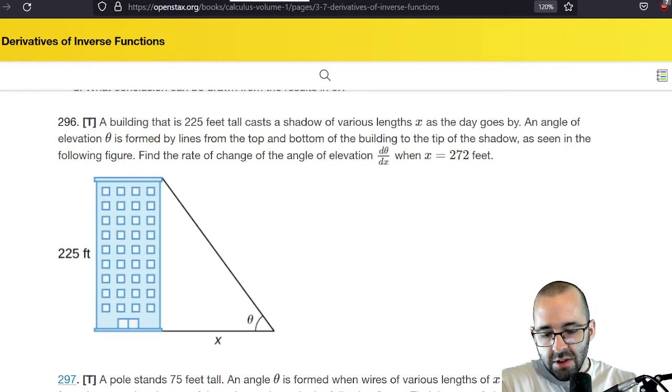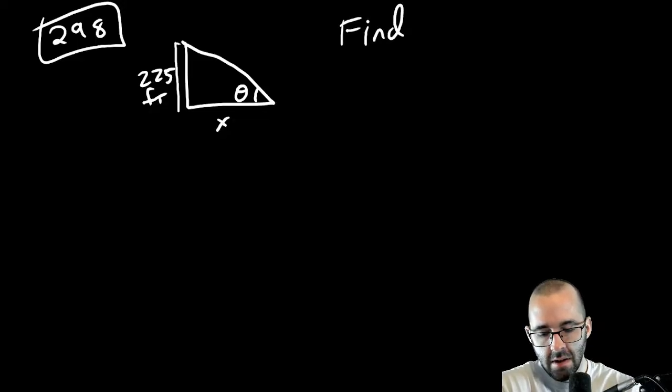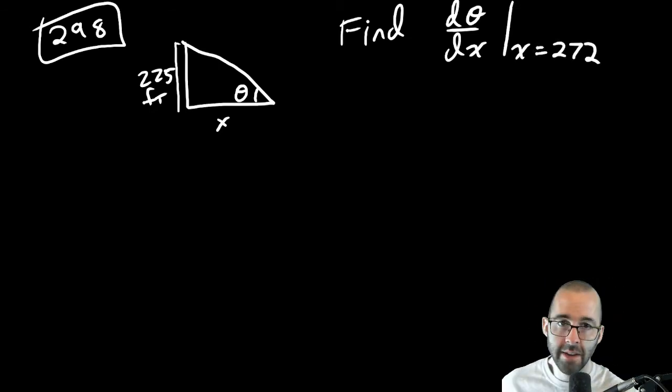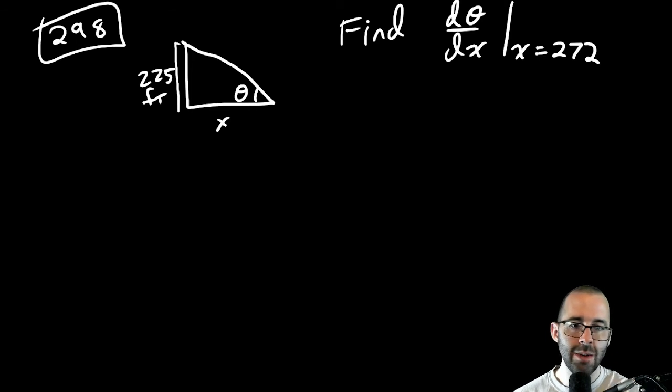Find the rate of change at the angle of elevation, d theta dx, when x is 272. Find d theta dx evaluated when x is 272. Another way of phrasing this with Leibniz notation. Leibniz notation is the dy dx, d theta dy, d whatever, as opposed to like f prime of 2. That's Newton's notation. Okay, so let's find this.